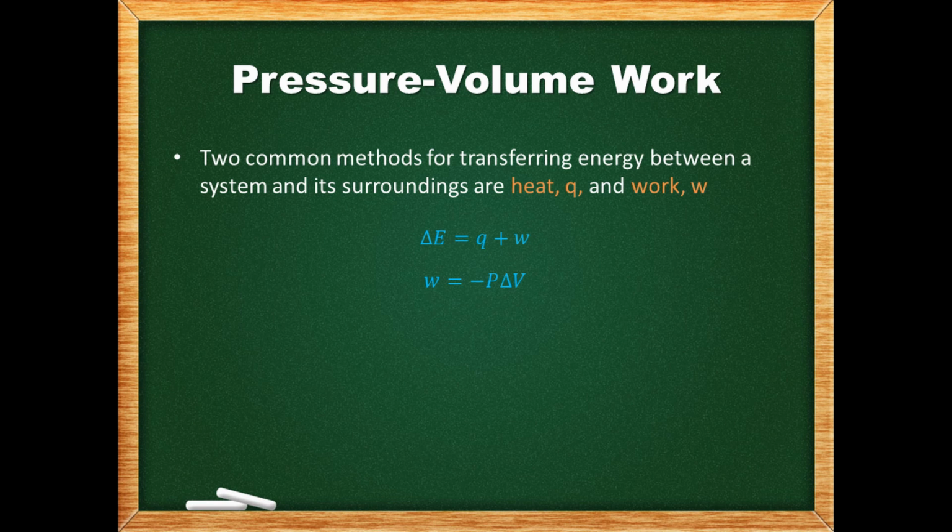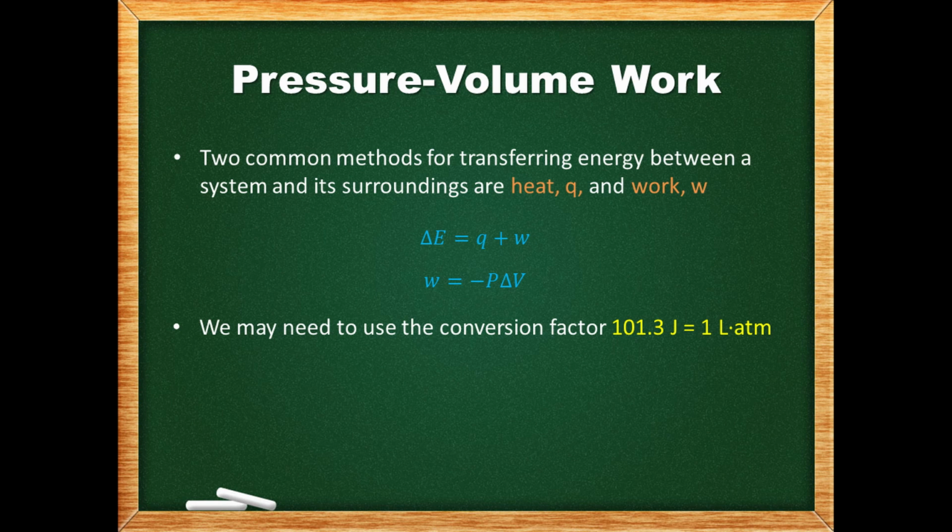For instance, if the volume of a system decreases, then we know work was done on the system and it is thus positive. But the volume change would be negative, and P times delta V would also be negative, resulting in a negative value for work, hence why we need to use negative P delta V. We want our work to be in units of joules and not liter atmospheres, which we would get from this equation, so we will need to use the conversion factor of 101.3 joules is equal to 1 liter atmosphere.